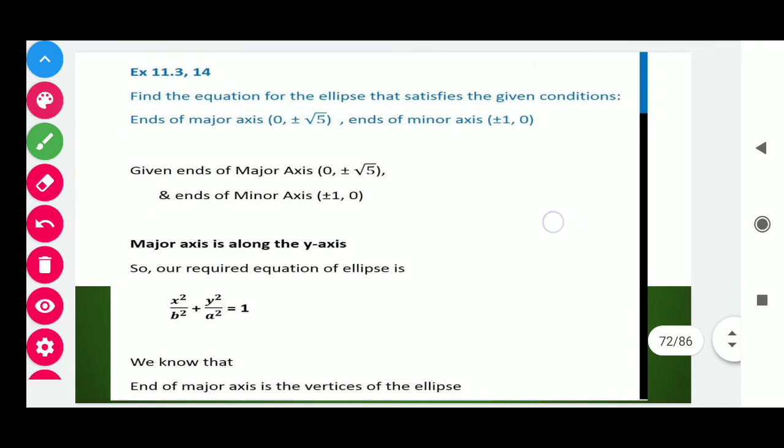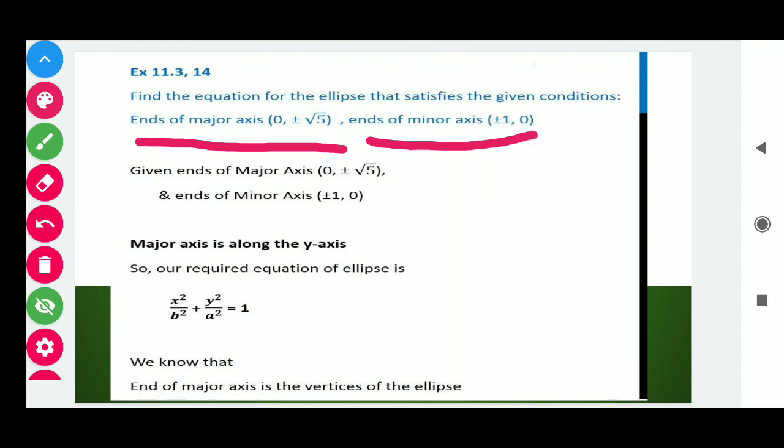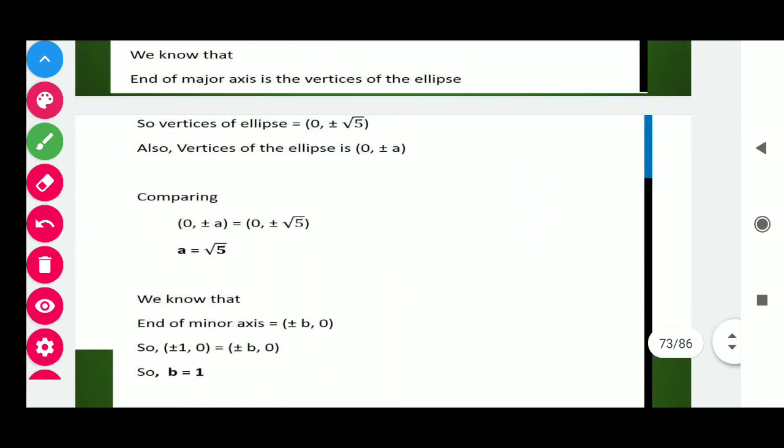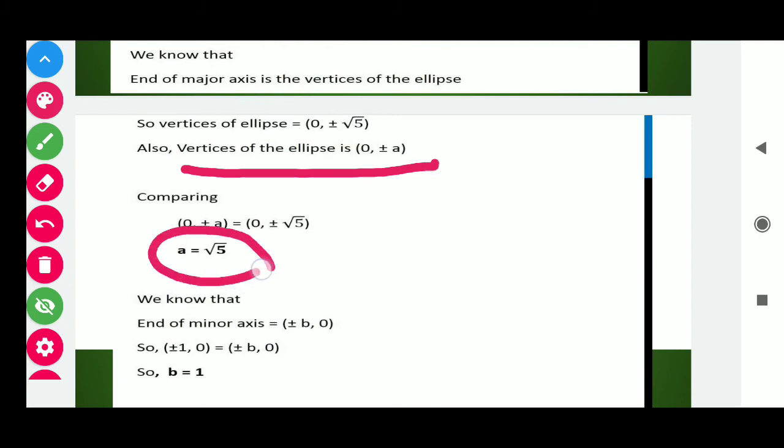The next question is question number 14. This is an important question. Find the equation for the ellipse that satisfies the given condition. Here the ends of the major axis and the ends of the minor axis are given. The given ends of the major axis are (0, ±√5), and the ends of the minor axis are (±1, 0). So our required equation of the ellipse is x² over b² plus y² over a² equals 1. We know that the ends of the major axis are the vertices of the ellipse, so we get the vertices (0, ±a). We get a equals √5.